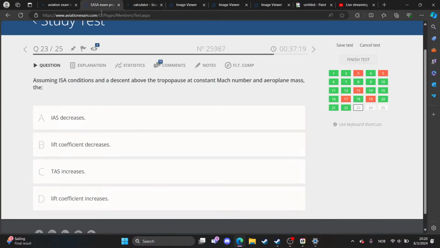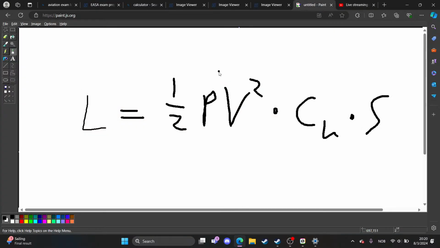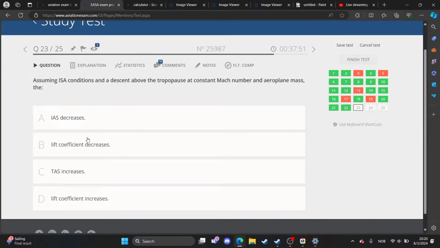Okay, back to the question at hand. So we're descending above the tropopause, right? So temperature is constant. Constant Mach number. What does this mean? So I'm descending, this is constant, which means that indicated airspeed must decrease. Oh wait, is that the answer? Hold on. What did I miss?